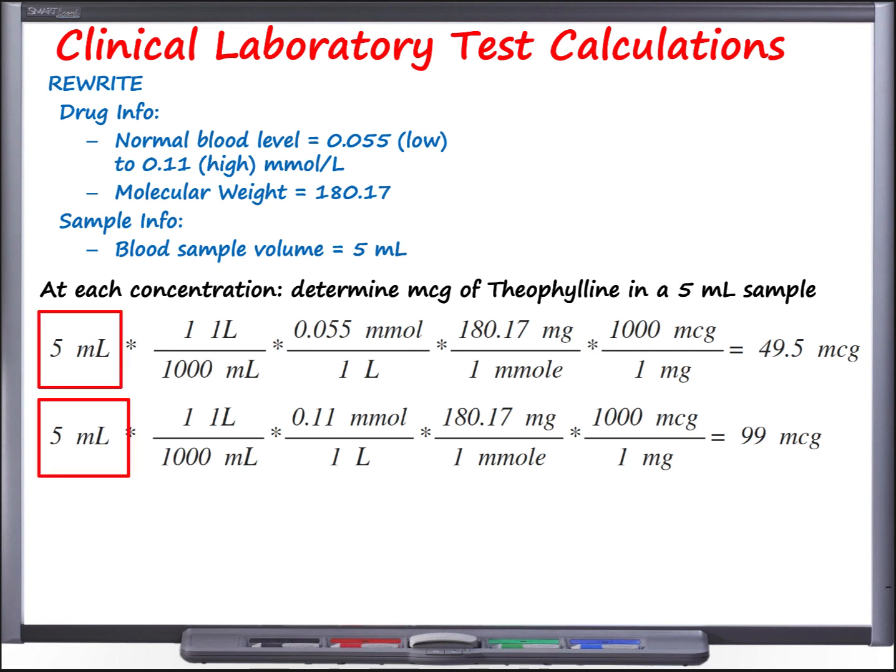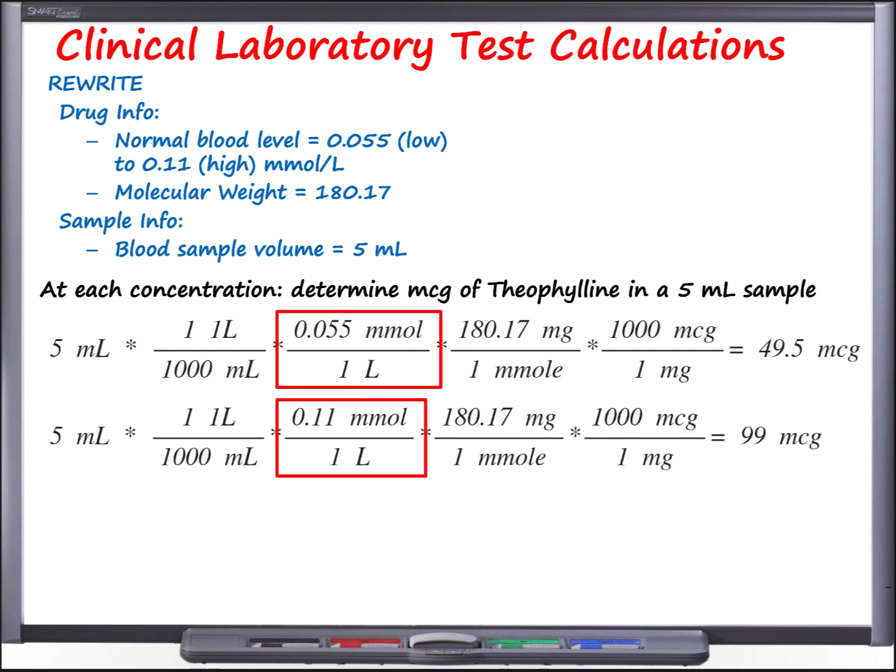The first step is the fact that we're going to have a 5 milliliter sample. Let's convert 5 milliliters to liters, because our concentration units are in liters, not milliliters. So all I have to do is multiply by the fact that there is 1 liter in every 1,000 milliliters. Now we're in liters, we can multiply it by the concentration we're interested in. On the top, it was 0.55 millimoles per liter. On the bottom, it was 0.11 millimoles per liter. Units of liter will cancel, and we will now be in millimoles that we need.